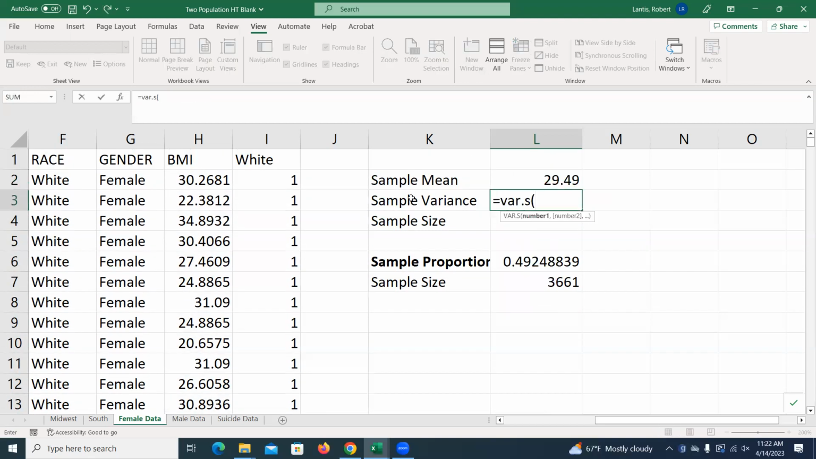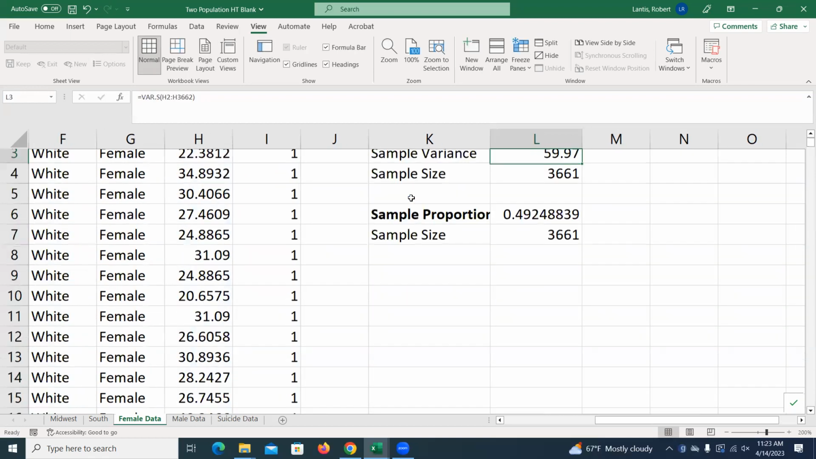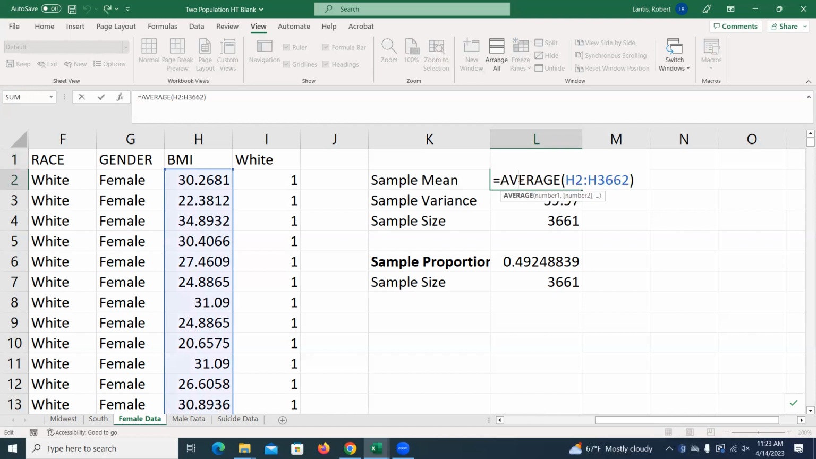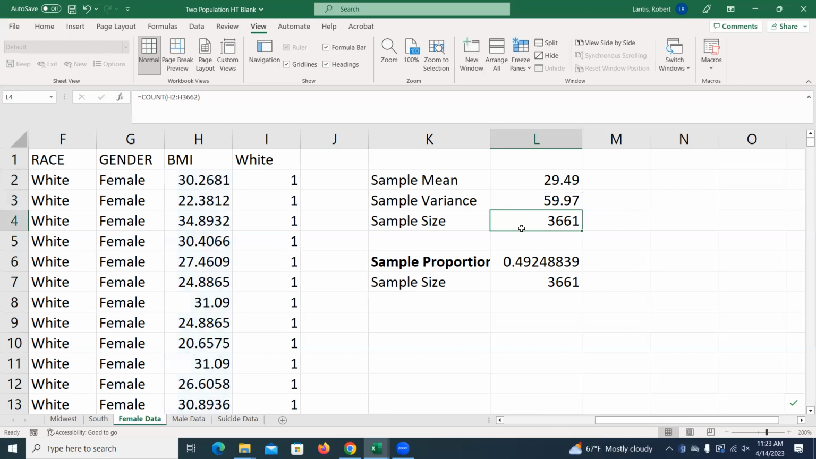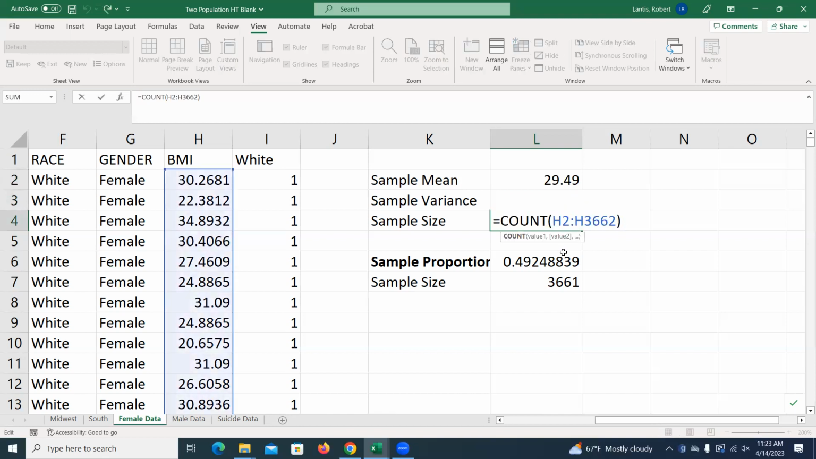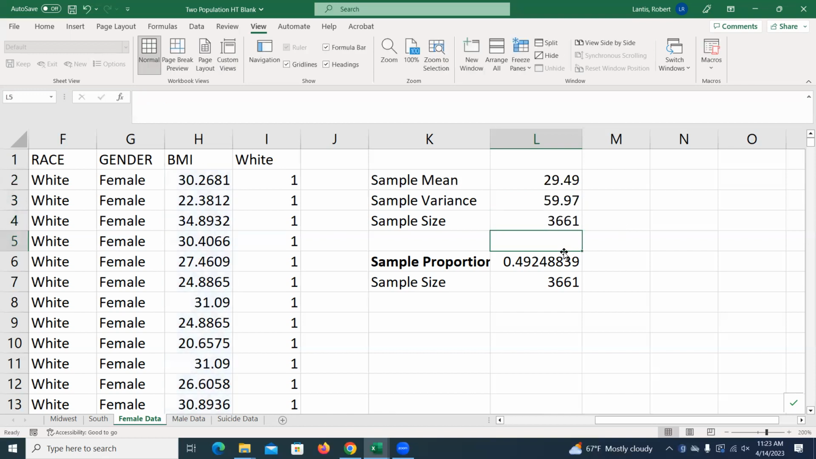Variance. Well, I've got to find my sample variance, so VAR.S. And then hopefully we know at this point our sample size. We're just using that count function. So sample mean using the average function, sample variance selecting that variable with VAR.S, sample size using my count function. Hopefully these are things we've done quite a bit.